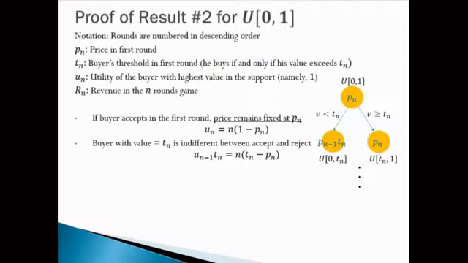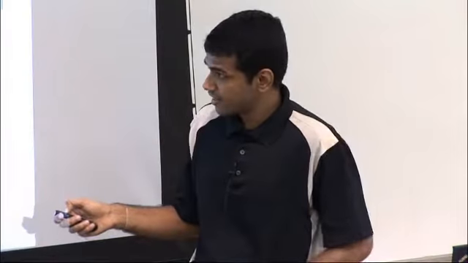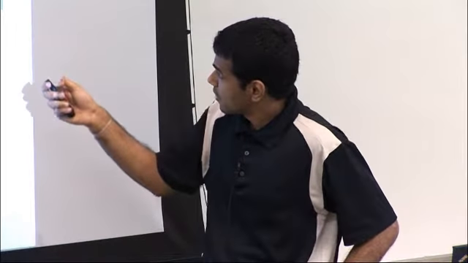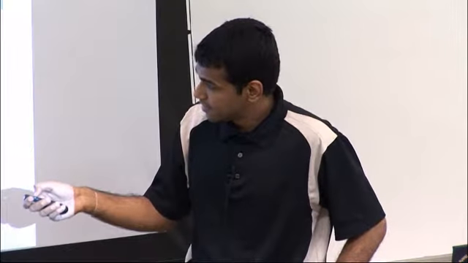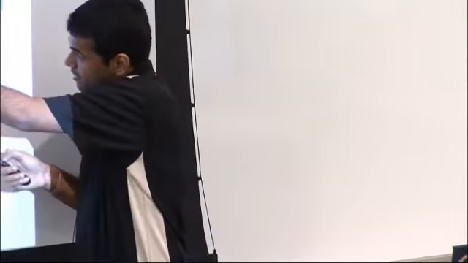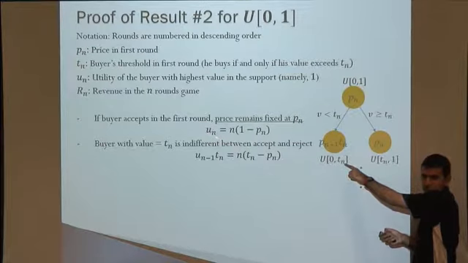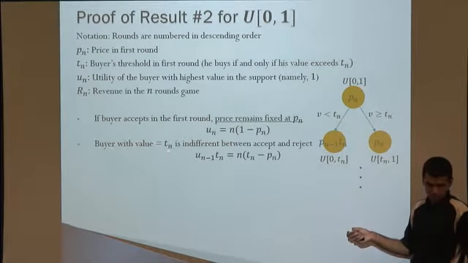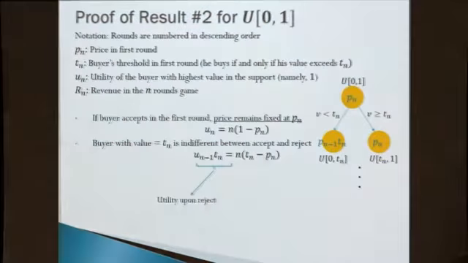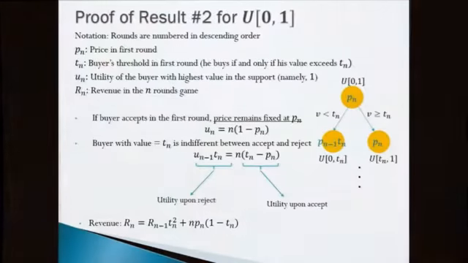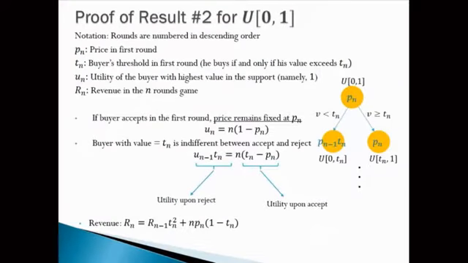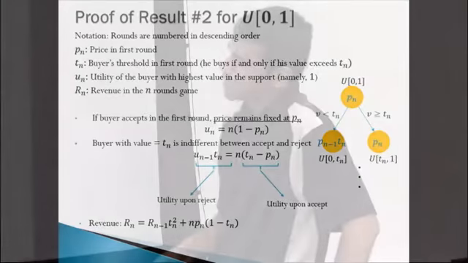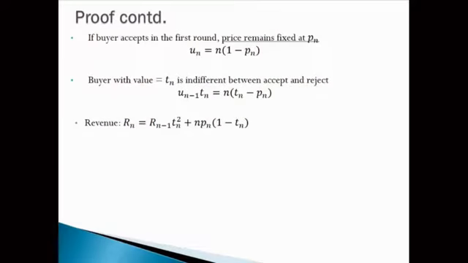The buyer at the threshold is indifferent between buying and rejecting. If he buys, then the price is a constant, his utility is n times Tn minus Pn. If he rejects, then this buyer is basically at the end point of the support of the distribution, just like 1. So his utility is just U sub n minus 1, but scaled by Tn. This is the utility upon rejection, this is the utility upon accept. Then you can write the revenue, right? So you now have this 4-variable recursion, and you solve this, you get what Rn is, okay?